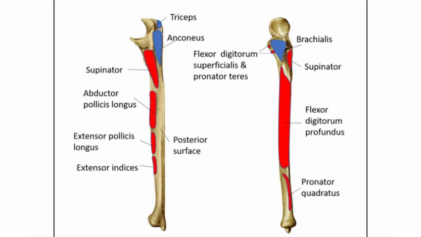Then finally, for the insertion, we are having the anconeus muscle, which is inserted into the lateral aspect of the olecranon process and also the upper 1/4 of the posterior surface. Now let's talk about the origins of the abductor pollicis longus, the extensor pollicis longus, as well as the extensor indicis. These muscles originate from the lateral part of the posterior surface.